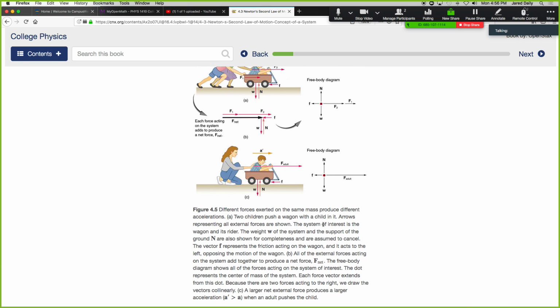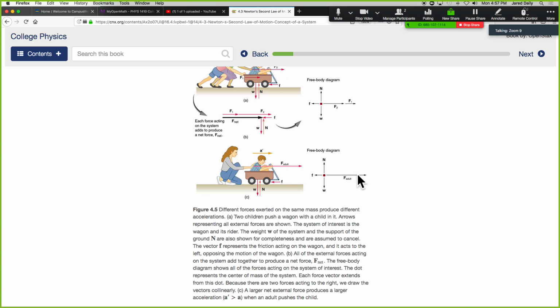Yeah, that's not exactly what they're doing here. But let's imagine that the child is our system of interest and not the wagon necessarily. If the child is our system of interest, then the child is still going to have some weight. The normal force here will be the normal force of the wagon pushing on the child, not the earth pushing on the wagon. This would be the normal force of the wagon pushing on the child.